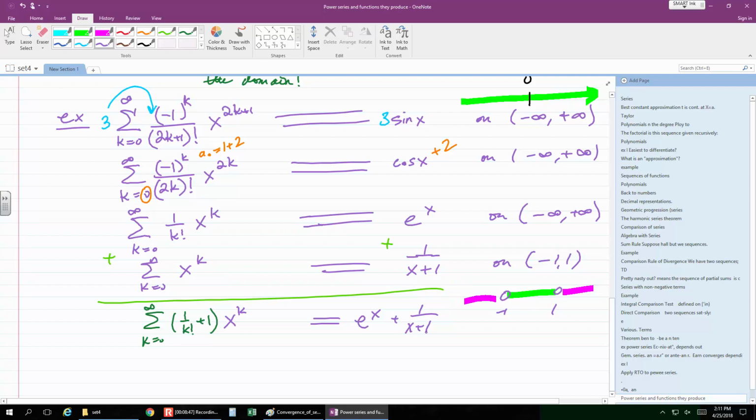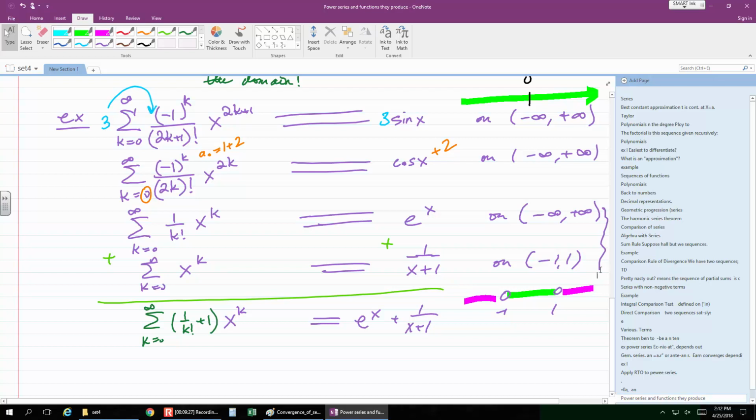Well, we have two functions. Their domains are listed here. So we need to figure out what the domain of their sum is. So you should ask yourself, for what values of x the new series converges. What are those values? Well, if you want to guess, you guess one of the two. Which one is it?